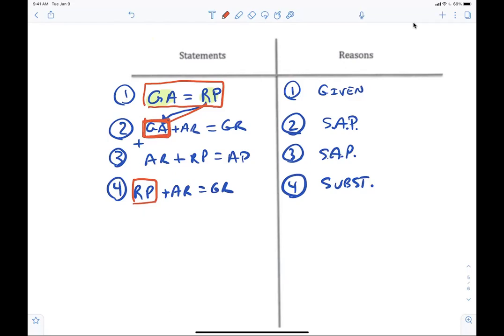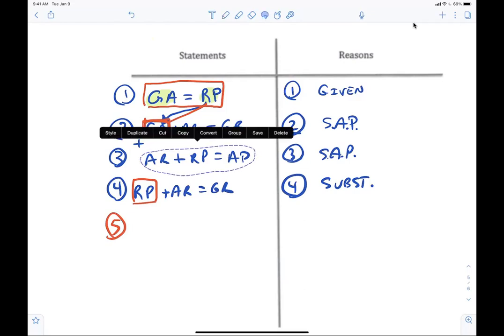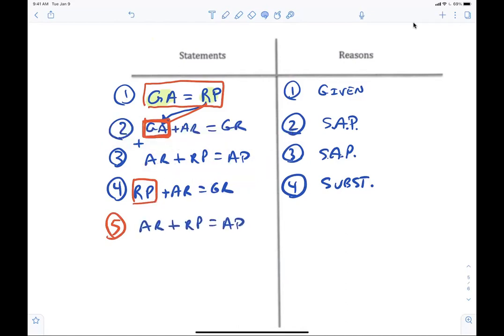Now what, Aiden? Now would you do RP plus AR equals GR plus? Nope. There's something even easier than that. Tell us, James. GR equals AP. Why? Because you substitute. Right. So now what I'm going to do is copy this because some of you guys, I'm trying to show you. So that's step number 3.